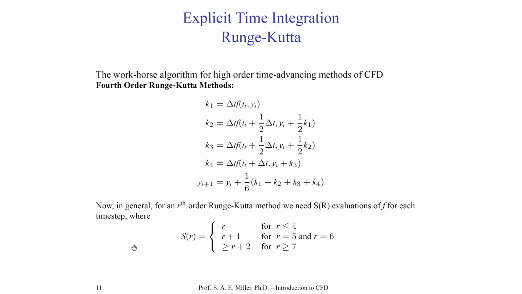Down here, we've shown just a general rule. For R order schemes, R plus 1, and schemes greater than R plus 2, for instance, we have listed how many evaluations on the right-hand side we would need. This is a generally true expression.